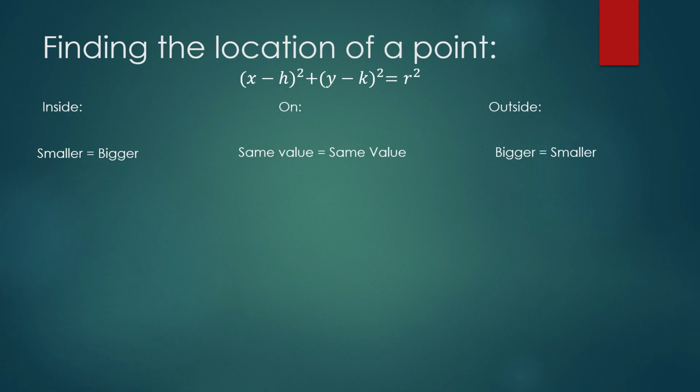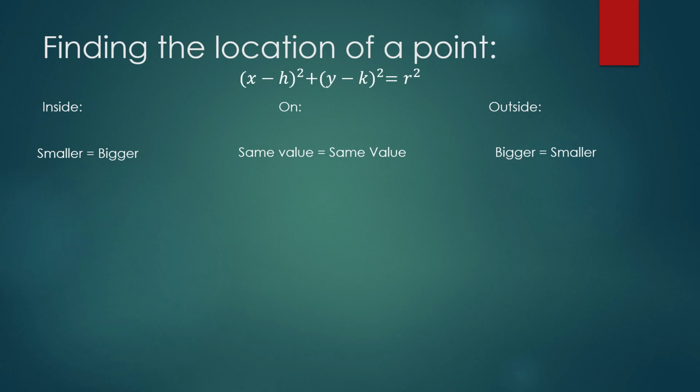And then the last part of the chapter is learning target 10, which is finding the location of a point. So you have to remember the circle equation is distance. If you have a smaller distance equal to a bigger distance, that means your radius is bigger, so that would be inside the circle. On means your radius is equal to the distance that you're inputting, so that would be on the circle because it's equal to a location on it.